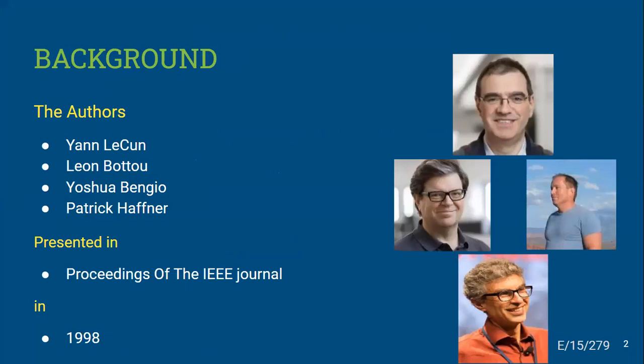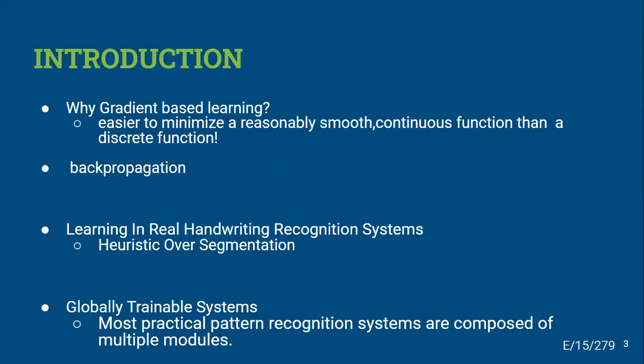In the introduction, they have mentioned so many related things in detail. Since the time is limited, let's go through some most important facts in the introduction. Actually, why is gradient-based learning important? The general problem of minimizing a function with respect to a set of parameters is a big problem in computer science. But gradient-based learning draws on the fact that it is easier to minimize a reasonably small continuous function than a discrete function. Throughout the paper, there is a word called backpropagation.